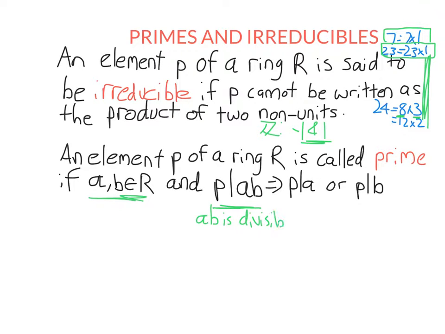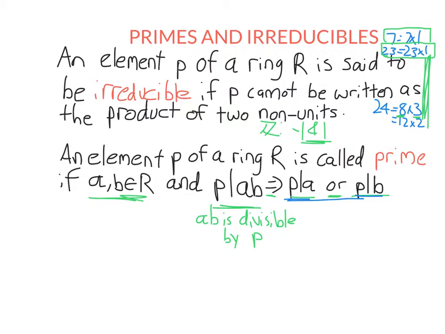What that means is, in the ring, if you take AB and you divide by P, you get another element of the ring. So if A and B are elements of the ring and P divides AB, this implies that either P divides A or P divides B. Remember in maths, this "or" means one or the other or both. So what we're saying is if P divides AB, it implies that P divides A, P divides B, or both.